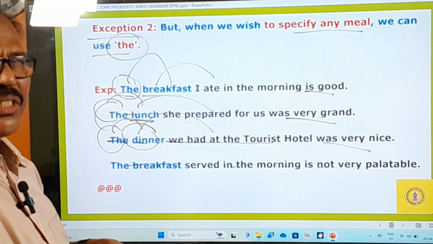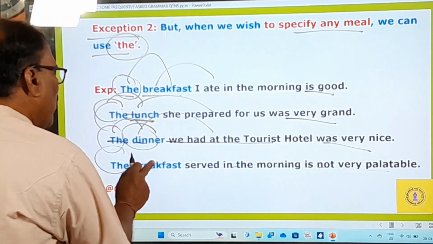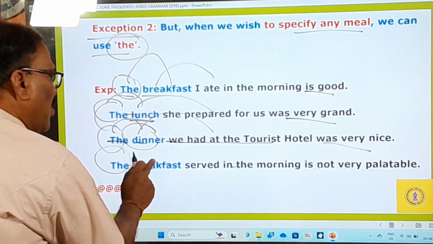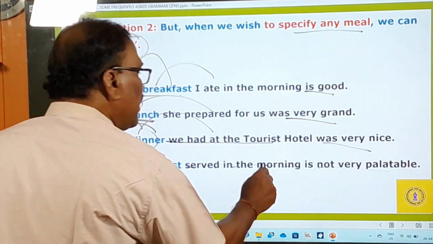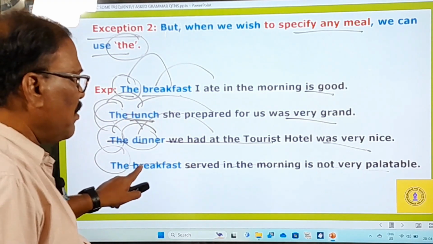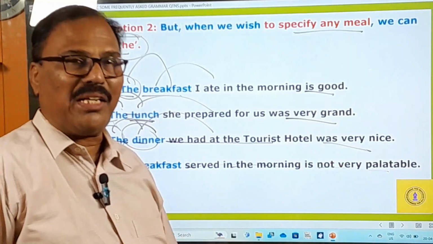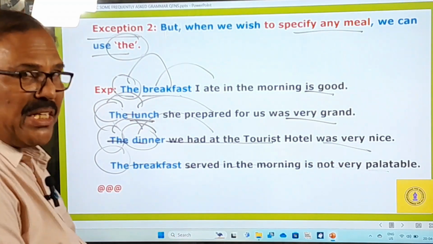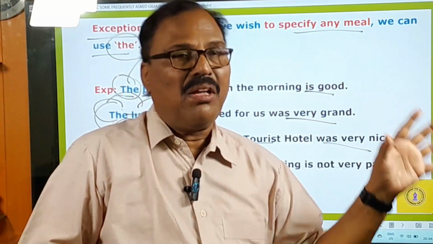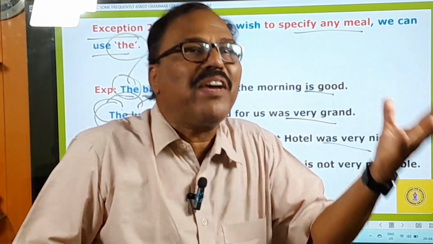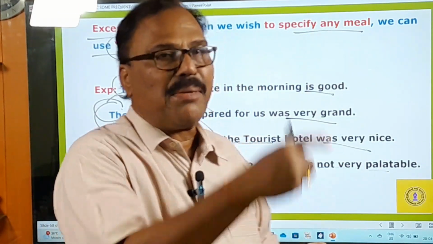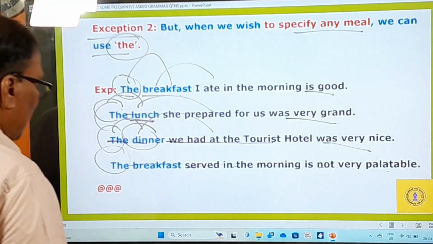Palatable means delicious or tasty or something like that. So you are specifying this breakfast. Which breakfast are you talking about? You are talking about the breakfast served in the morning. So something like that. That means, generally speaking, you should not use any article before the names of meals. But whenever you want to specify them, whenever you want to particularize them, then you can use the definite article. Please keep this rule in your mind. And now let's move on to learn other things.